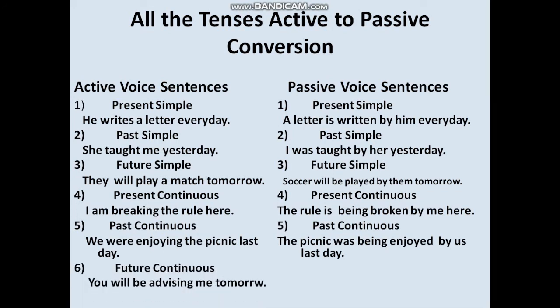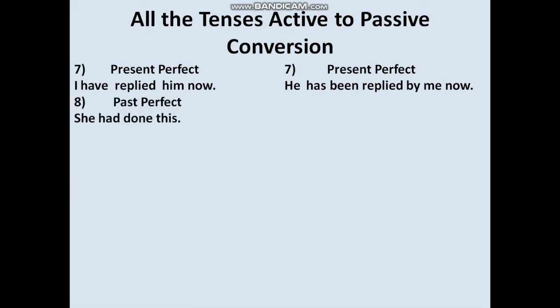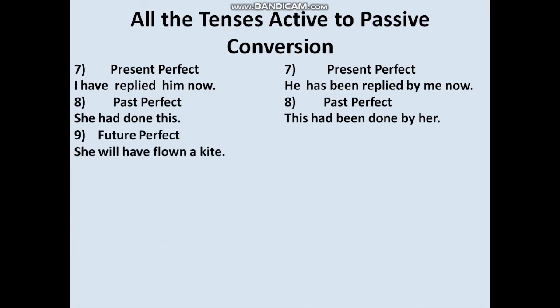In future continuous we use: you will be advising me tomorrow, but there is no passive sentence in passive voice. So here comes present perfect: I have replied to him, but in passive we make it he has been replied to by me now. In past perfect: she had done this, but in passive this had been done by her. Future perfect: she will have flown a kite. In future perfect passive: a kite will have been flown by her.